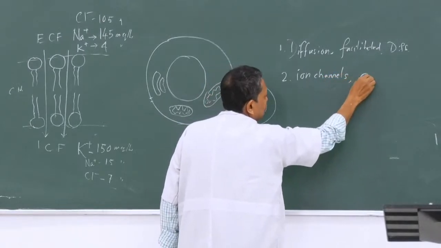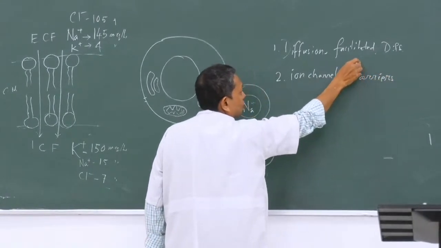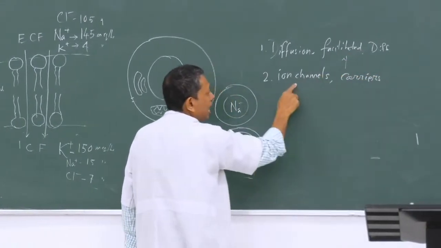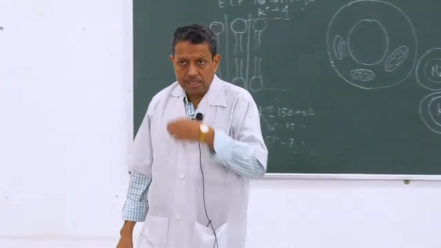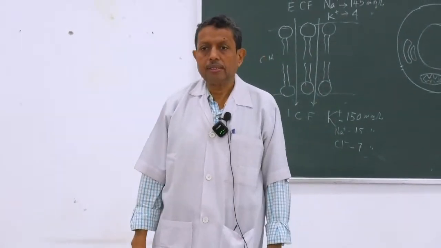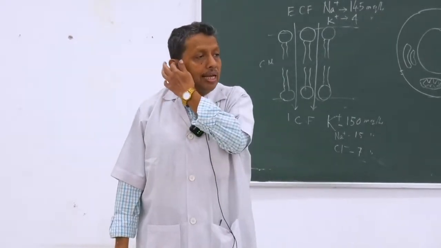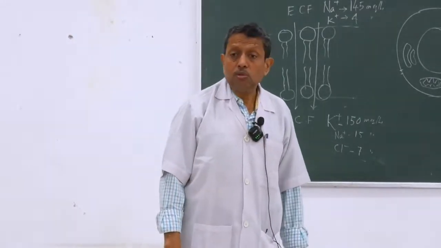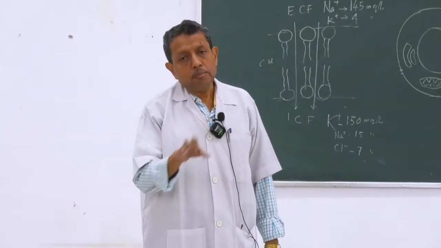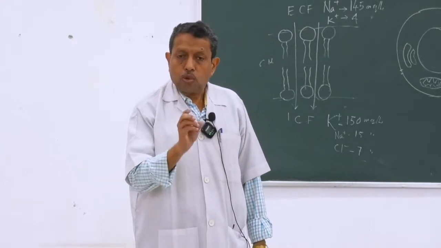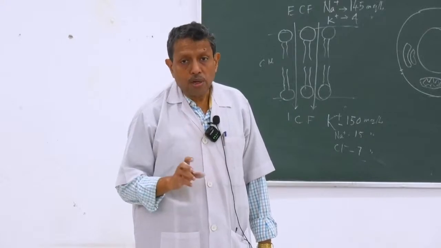And carriers. Carriers are mainly for facilitated diffusion, and ion channels allow the hydrated forms to enter. These ion channels are formed with protein units. Every cell membrane contains, besides phospholipids, some cholesterol, some sphingolipids, and also protein molecules.